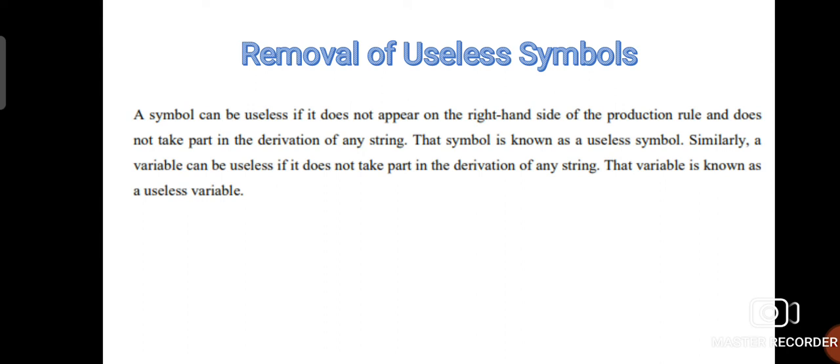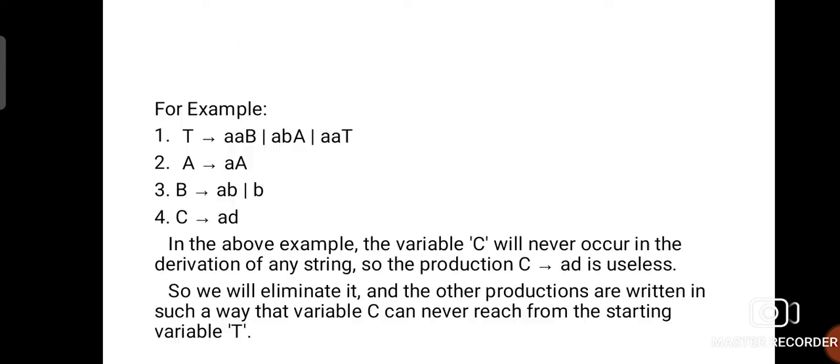First of all, what is meant by removal of useless symbols? A symbol can be useless if it does not appear on the right hand side of the production rule. That is, if a symbol is not used for a string derivation, then it is considered as a useless symbol. Always in a production rule, a non-terminal should reach a terminal. So if the non-terminal symbol does not have the terminal symbol in its production, such symbols are considered as useless symbols. So we need to eliminate these useless symbols by performing the necessary substitutions.